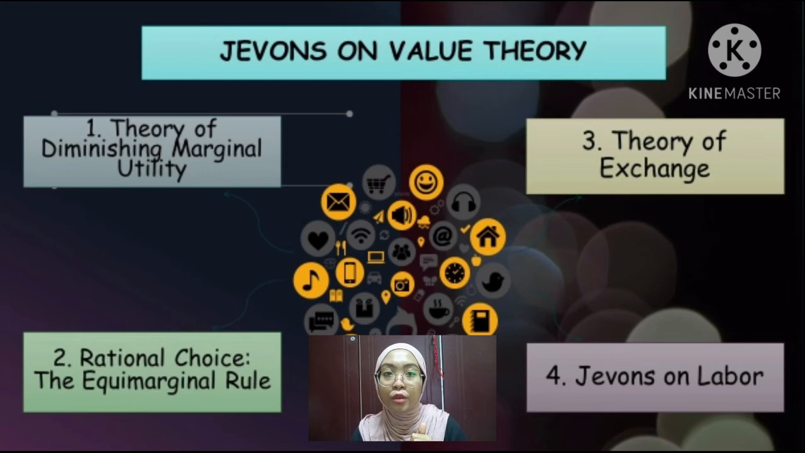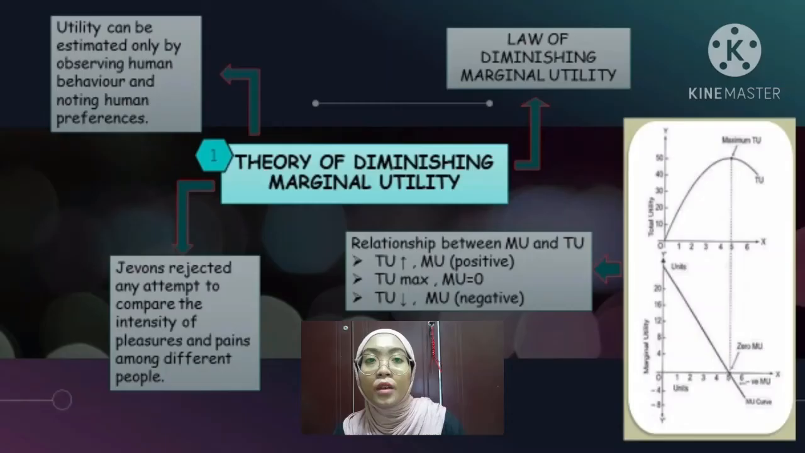First is the theory of diminishing marginal utility. Second is rational choice, the equi-marginal rule. Third is the theory of exchange. And fourth is Jevons on labor. Okay, I will discuss each theory in detail. One is the theory of diminishing marginal utility.